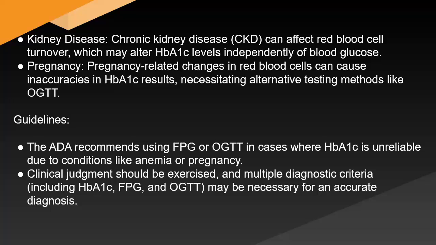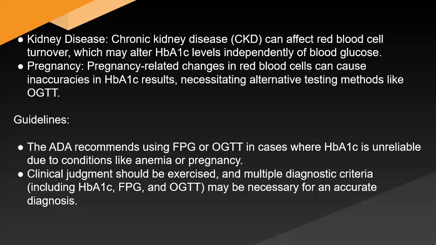Guidelines: The ADA recommends using FPG or OGTT in cases where HbA1c is unreliable due to conditions like anemia or pregnancy. Clinical judgment should be exercised, and multiple diagnostic criteria including HbA1c, FPG, and OGTT may be necessary for an accurate diagnosis.